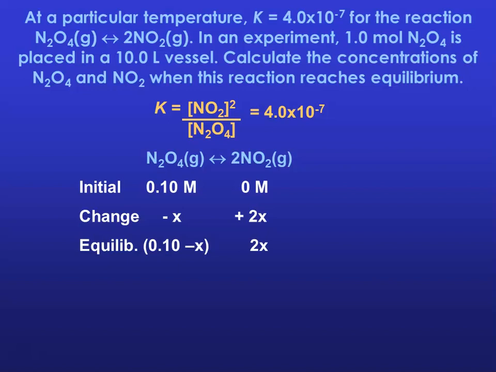And by what I'm saying about it being reasonable to make the assumption, it's pretty reasonable to assume that 0.1 minus x, that whatever the difference is between 0.1 and x, it's not going to appreciably change the concentration of N2O4. Typically, if the initial concentrations are 2 or 3 factors of 10 greater than your value for K, you're pretty safe in making the assumption that you can omit the x. So that's what you're going to see down here on my setup.